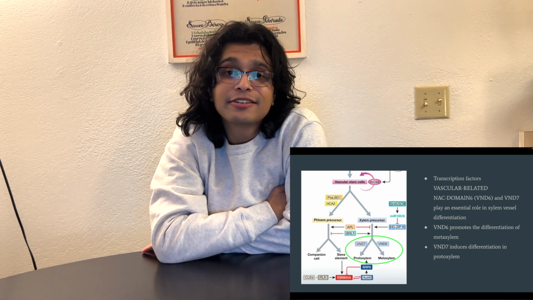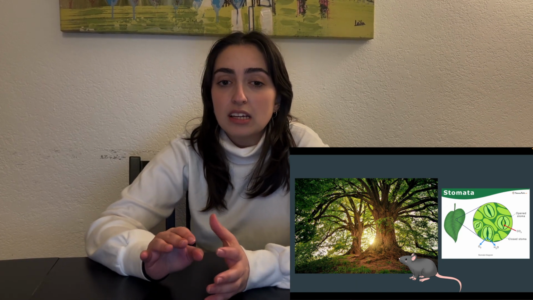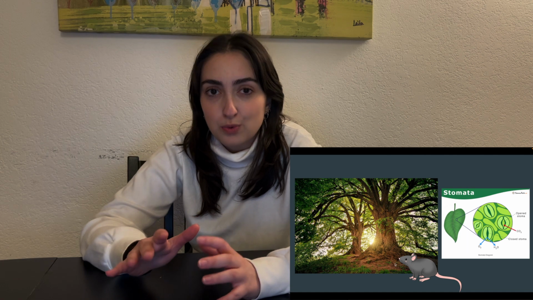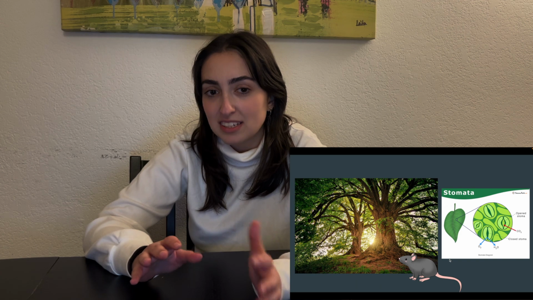Okay, so now I understand what xylem is, but how does it work? The way in which the xylem is able to transport water against the force of gravity is through evaporation, which in plants is called transpiration. It incorporates a suction force that allows for transport as well as provides a cooling source for the plant.